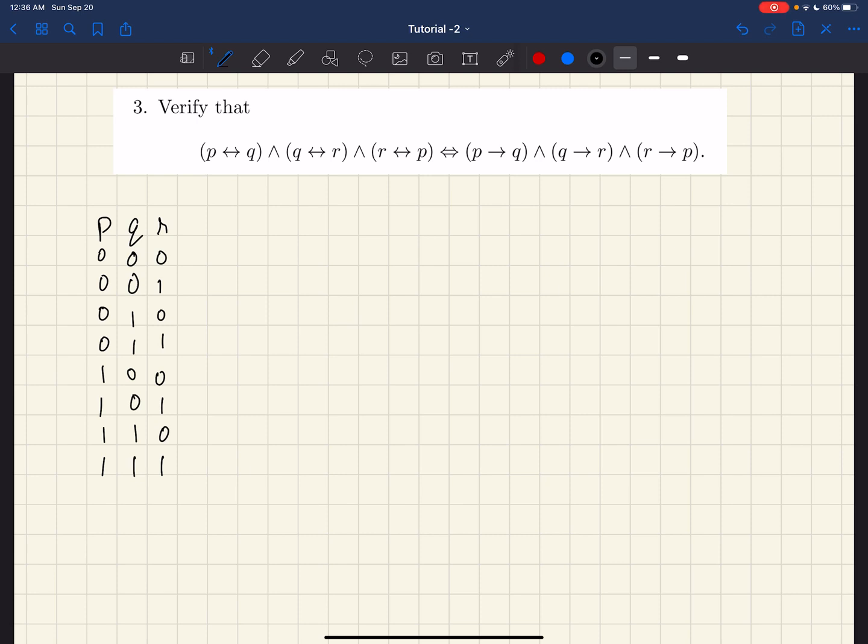For the first part, we will take P biconditional Q. For a biconditional to be true, it's true only when P and Q are both the same. So if they both are 0, even then it would be 1. If they are not, then it's 0. And if they both are 1, it will be 1 still.